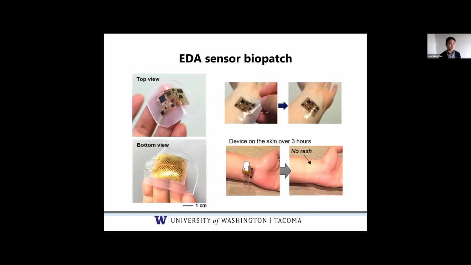And this is the EDA biosensor Biopatch developed in collaboration with Georgia Tech. The upper right corner figure shows how to mount that Biopatch on your skin. We don't need any gel or adhesive, which is the beauty of this Biopatch. And the lower figure shows that when we remove the Biopatch after a couple of hours of use, nothing is left on the skin. So it is biocompatible, or skin compatible.